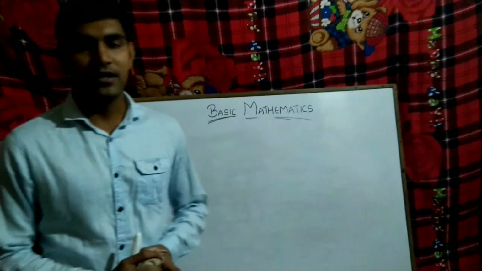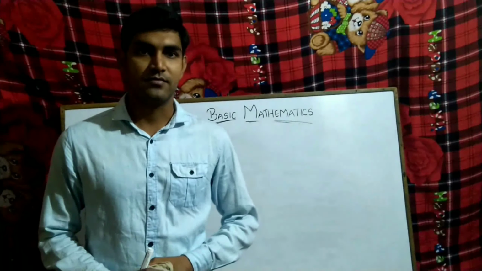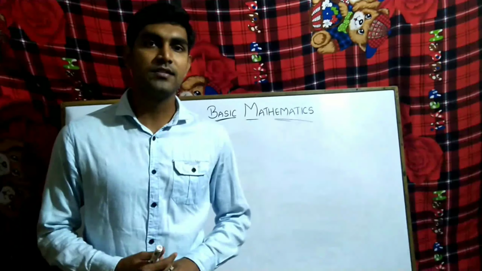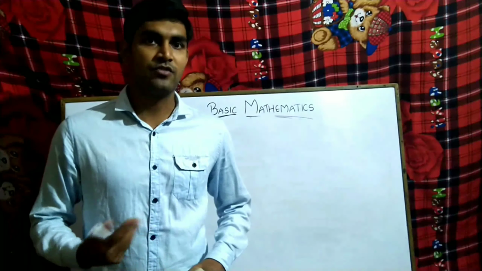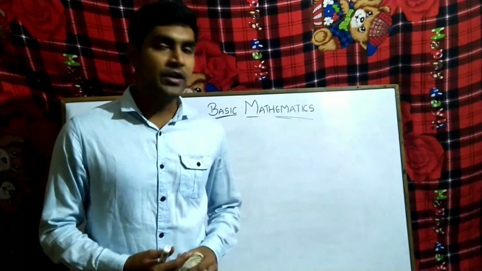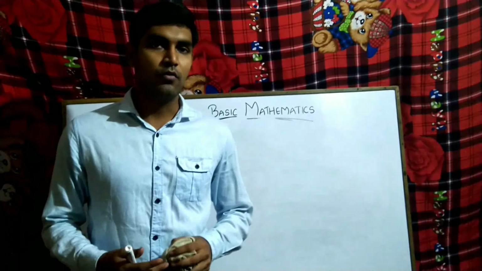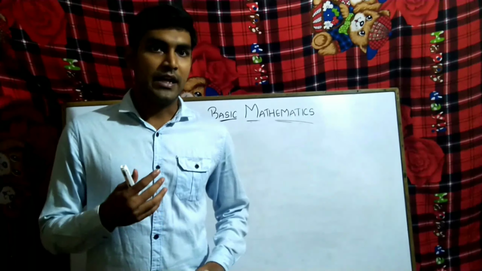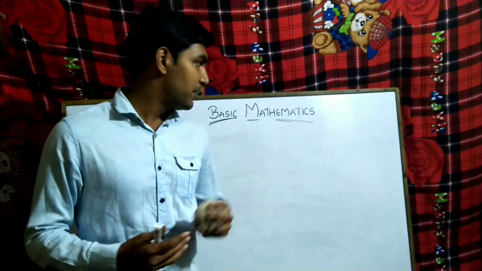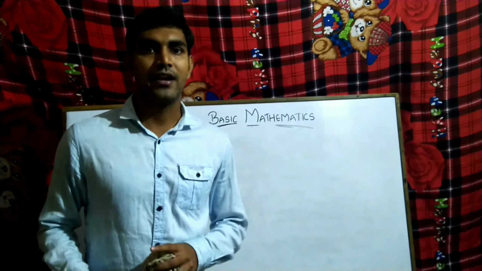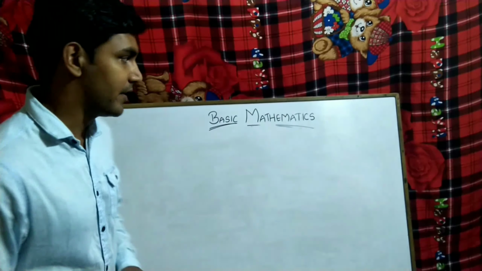In basic mathematics, we discuss types of triangles, that is, the isosceles triangle and the equilateral triangle, and how to find the sides in an equilateral triangle and an isosceles triangle. Before starting with them, you should know what right angles are, because in basic mathematics we discuss everything in terms of right angles. So let's discuss right angle triangles.